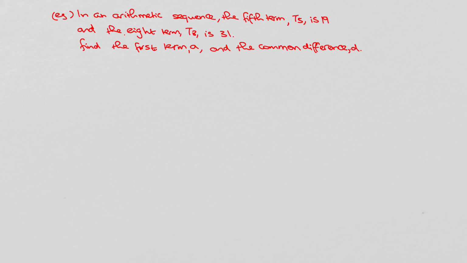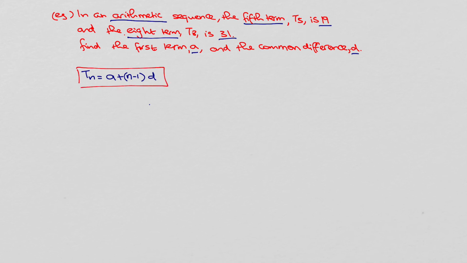So in the second example here, again we're told in an arithmetic sequence, the fifth term is 19, and the eighth term is 31. And we want to find A and D, the first term, and the common difference. So the fact that it's an arithmetic sequence and we're given T5 and T8 means we're going to have to use our general term, A plus n minus 1 times D, to set up two equations, which means we're going to use simultaneous equations to solve here.